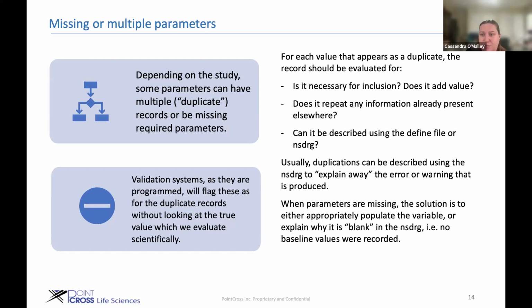When there is a parameter that is missing, though, the best option would be to appropriately populate the variable. If that cannot be done, that should be described in the NSDRG as well, such as if there were no baseline values recorded, obviously you cannot populate the baseline flag.